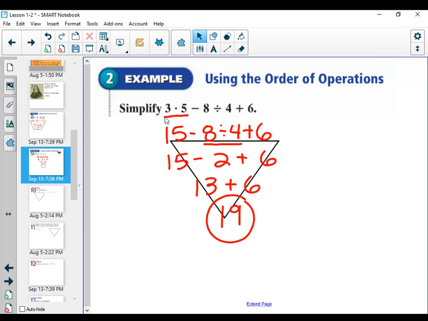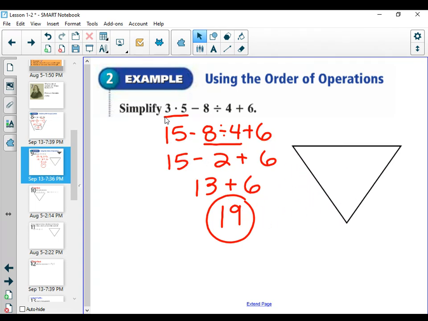Also, you can see my work kind of makes this triangle shape. It funnels down, or a triangle down, or a pizza slice down. Please, please, please do not go sideways.